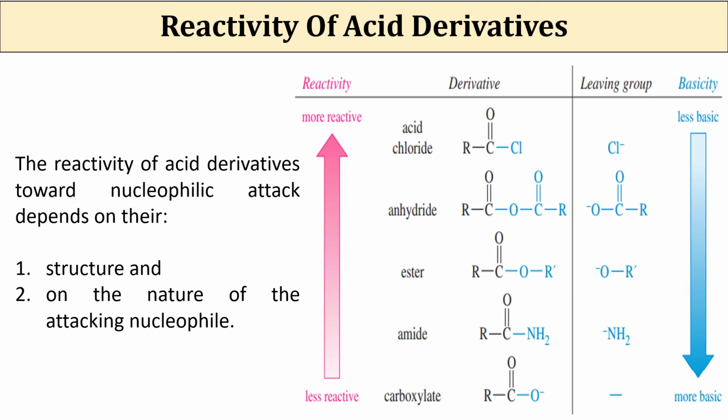Reactivity of acid derivatives. The reactivity of acid derivatives towards nucleophile attack depends on their structure and on the nature of the attacking nucleophile. Carboxylate is less reactive but more basic as compared to acid chloride, which is more reactive but whose leaving group is less basic.